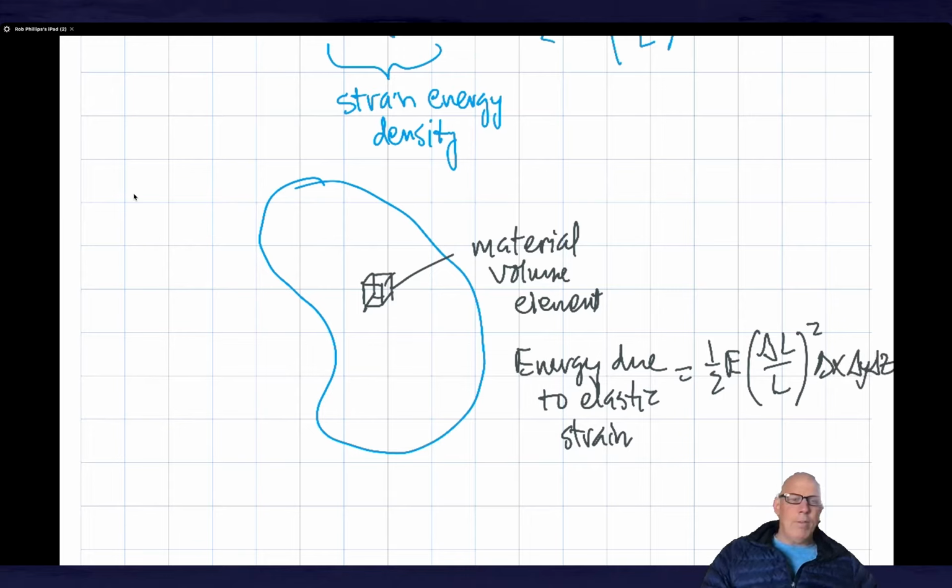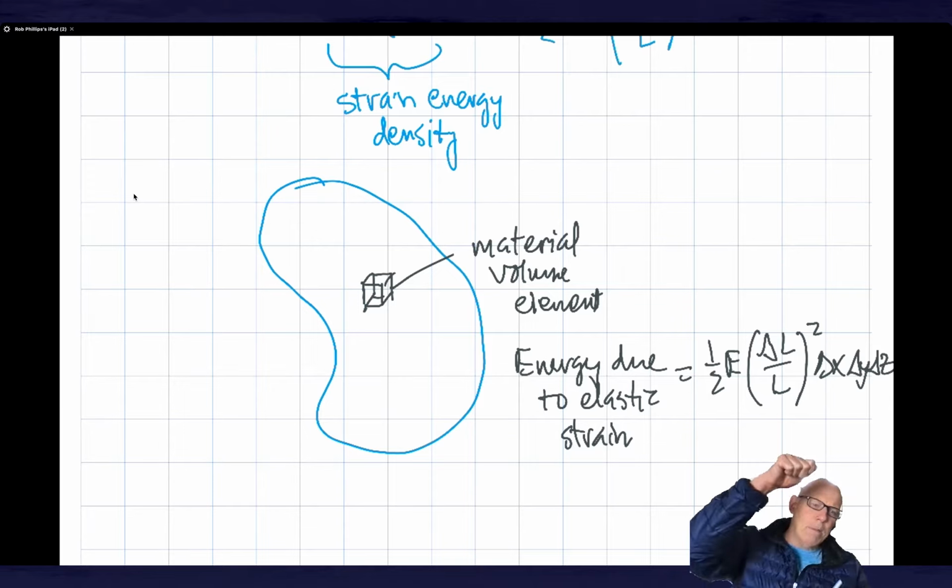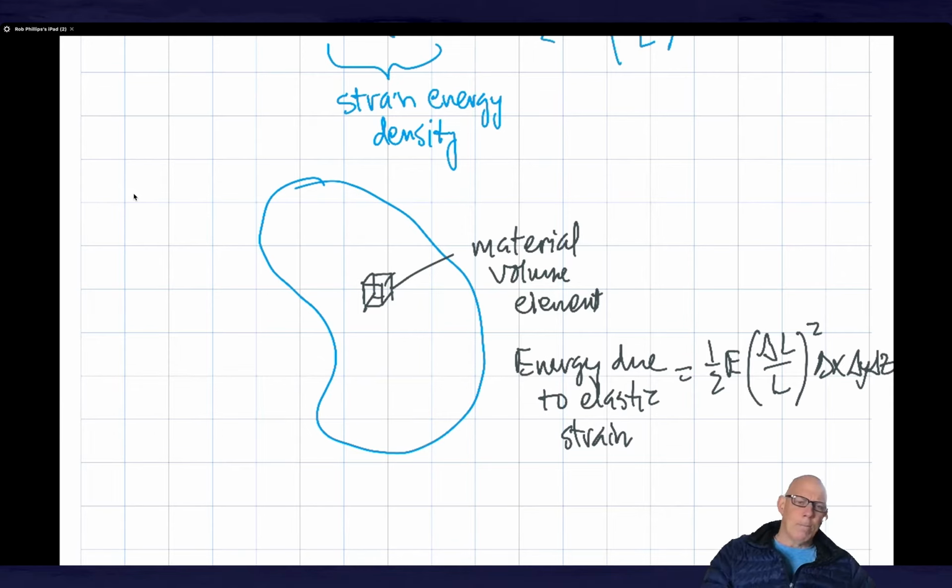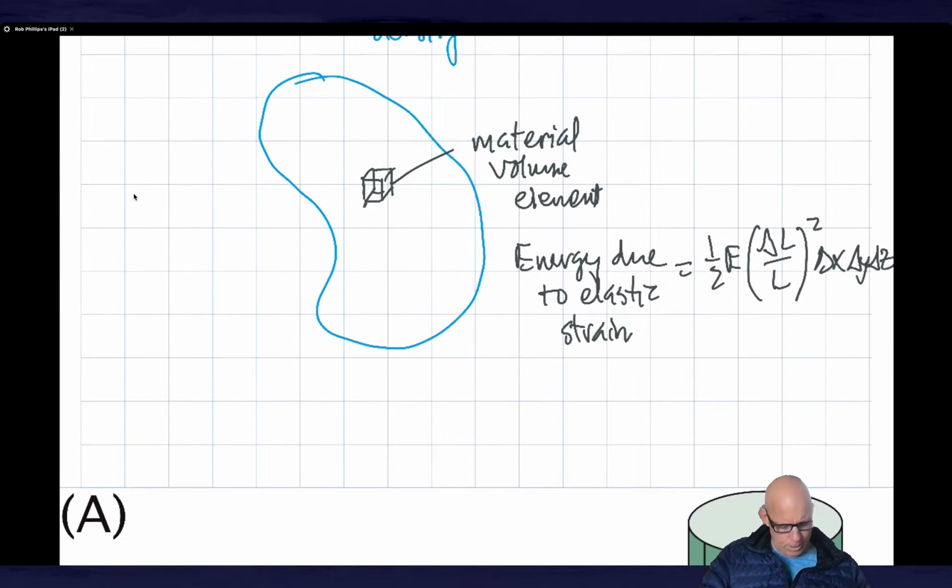Okay, I'm being very limited in the scope of the kinds of strains that I'm imagining, because I'm imagining that this thing has been solicited by only a one-dimensional load, which leads to a one-dimensional strain. In other words, I haven't pulled it in all three directions. I've just pulled it in one direction, so it's elongated, and that's the reason I can get away with this simplified form of the energy.